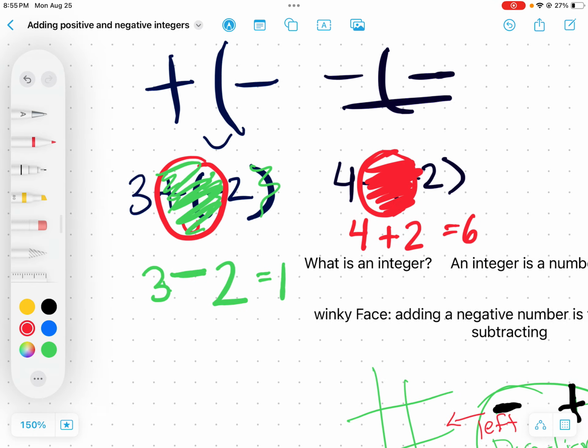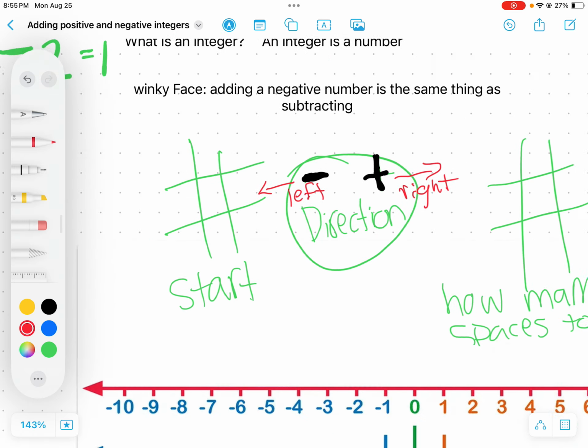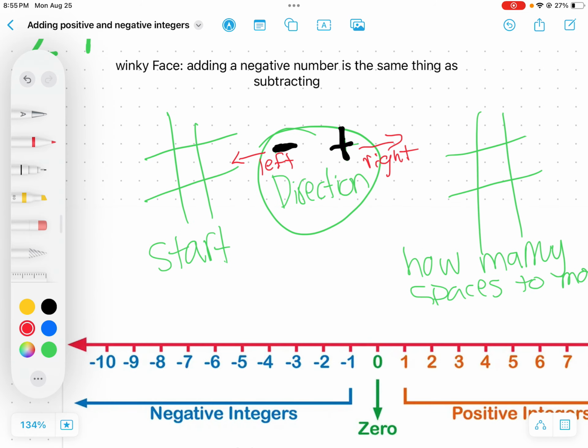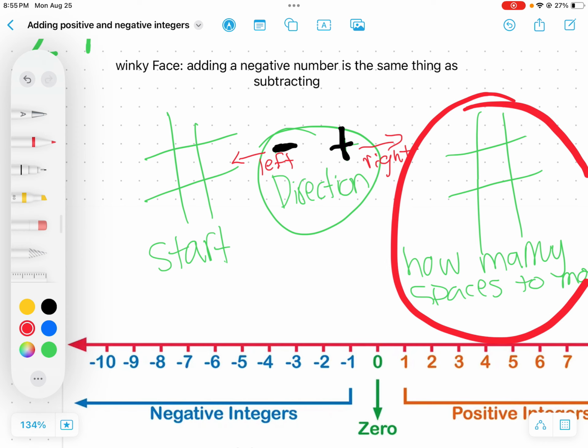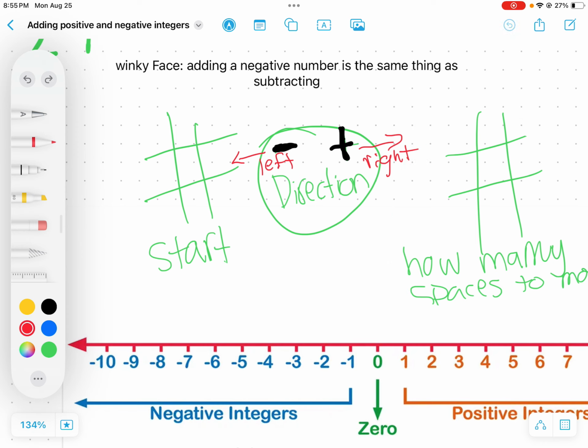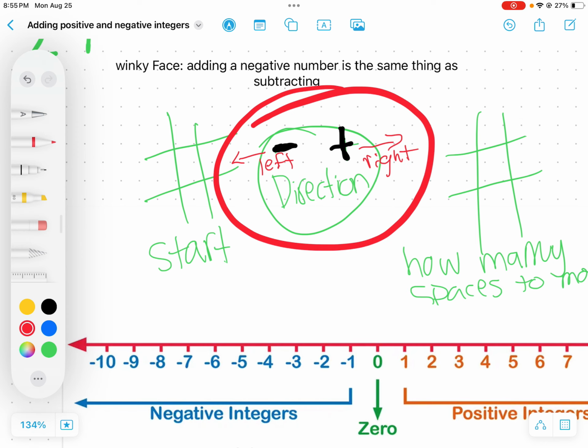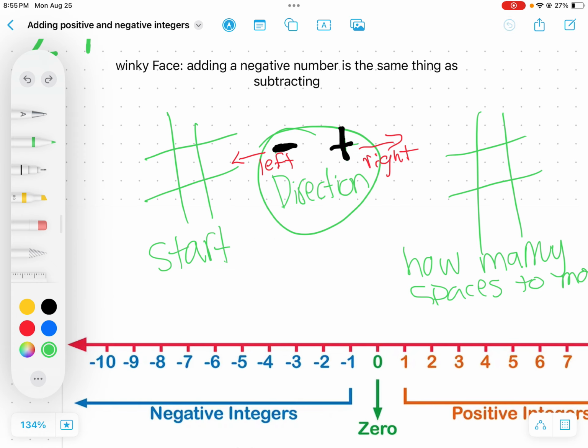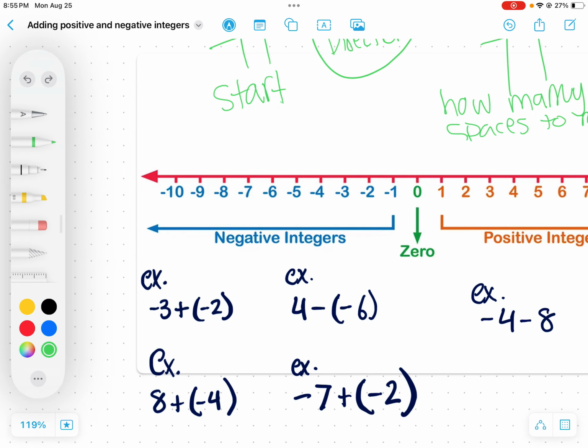Okay? So now if we were to go ahead and use the rules we were talking about, where the first number tells us where to start on the number line, and the second number tells us how many spaces to go, and the sign in the middle tells us which direction to go. If it's positive, we're going to go to the right. If it's negative, we're going to go to the left. Okay, so let's see some of these in action right here.